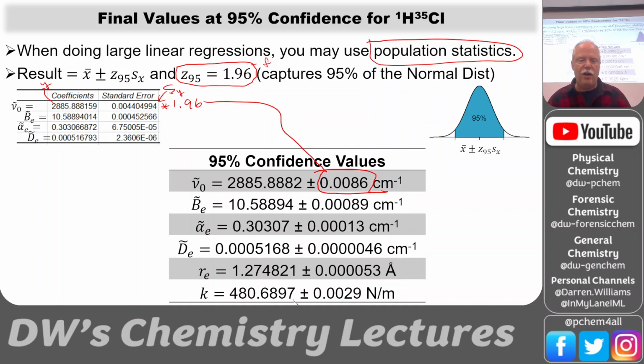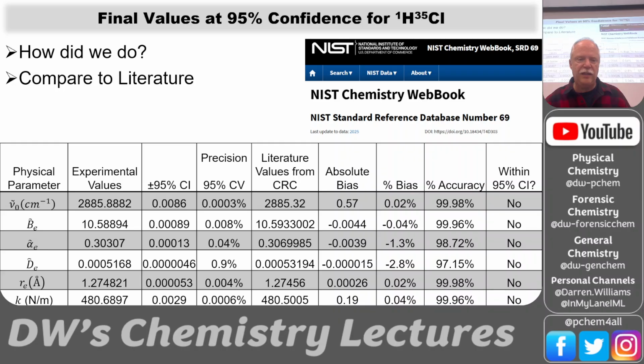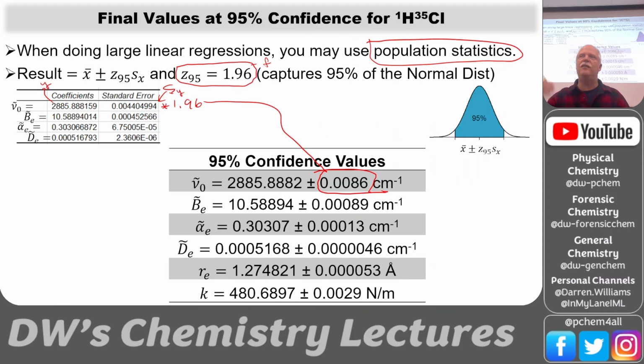And then what about the RE and the KE, or the K? That's just using that propagation of uncertainty on the previous page. We took the standard errors for nu, and we calculated the standard error for K. We took the standard error for B, and we calculated the standard error for the bond length. And then we multiplied that standard error by 1.96, and this is our bond length.